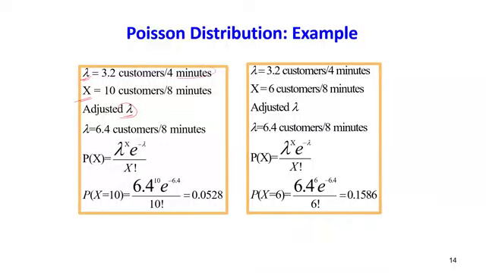So this rate has to be standard. Okay, so I'll multiply by 2. So it will become 6.4 customers per 8 minutes. That is a standard rate, what people who are in that particular domain are telling me.